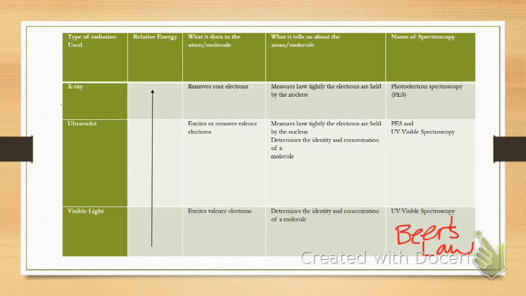And of course, X-rays have higher energy, so they can actually move the core electrons. So they are measuring how tightly the electrons are held by the nucleus. Of course, the more tightly the electrons are held, the more energy it takes to remove. And so you can oftentimes identify what that element was using a PES. And I expect that to show up on the AP exam. It was one of the free response questions last year.